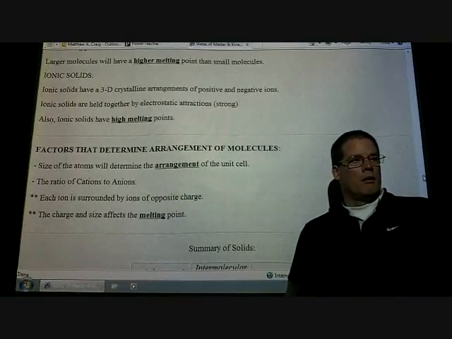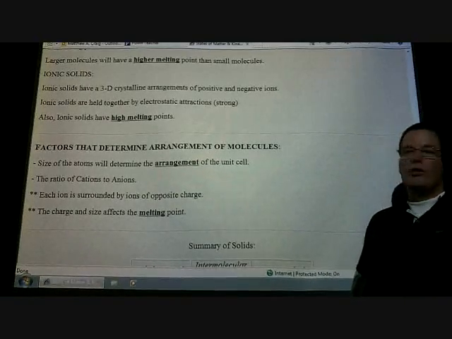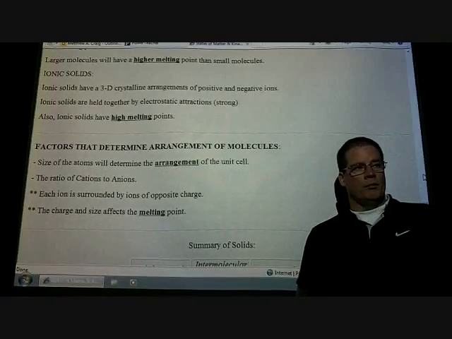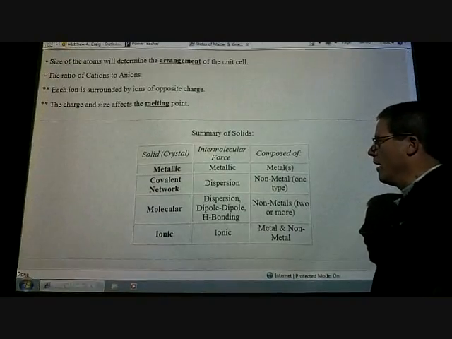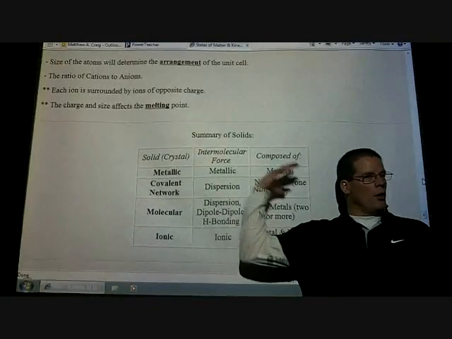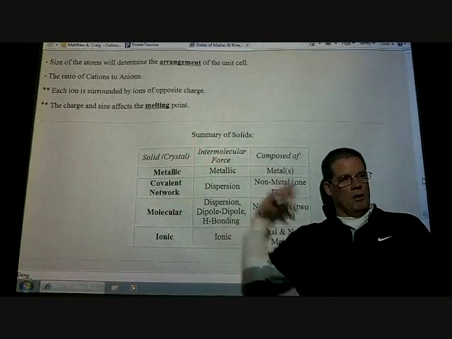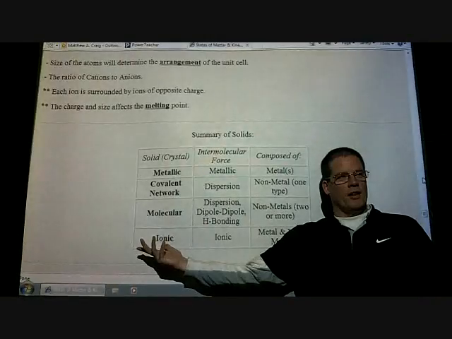Were we supposed to write something next to molecular? Yeah, two different types of nonmetals. And then, for your enjoyment, here's a nice little table summarizing all that.